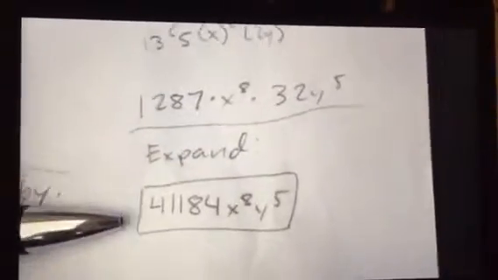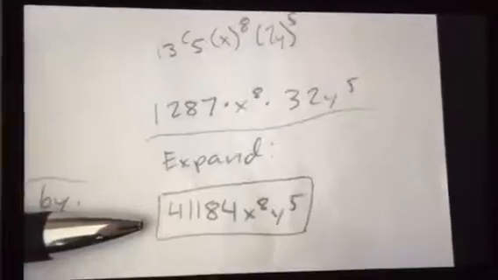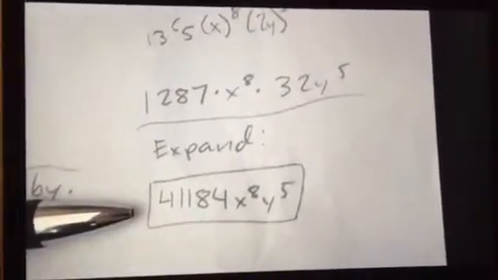And the final step for this equation is you expand it, and you get 41,184 x to the 8th and y to the 5th.